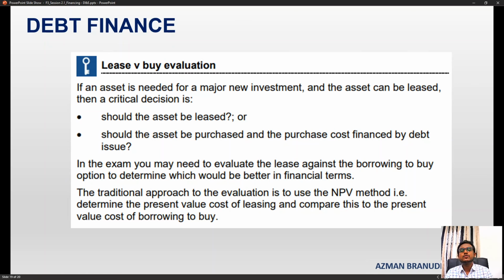And that brings me to this final but important component under debt financing, the option of leasing. The option of using an asset without outright owning it. If an asset is needed for a major new investment, the asset can be leased. And then a critical decision is, should the asset be leased, or should the asset be purchased and the purchase cost financed by debt issue? In the exam, you may need to evaluate the lease against the borrowing to buy option to determine which would be better in financial terms, but that is more F3 OTQ related workings in terms of calculations.